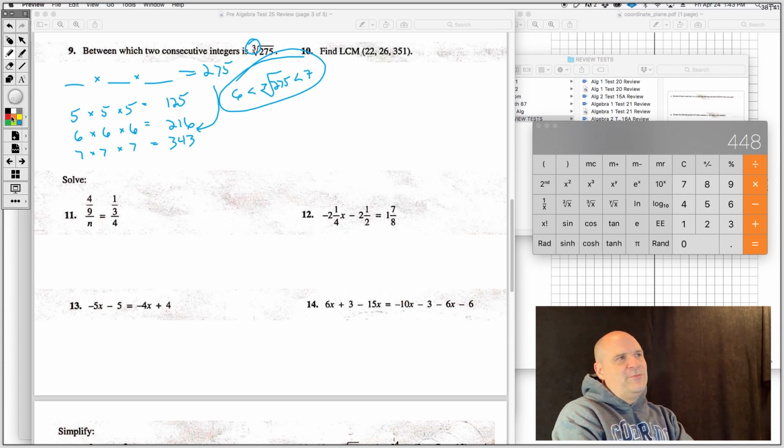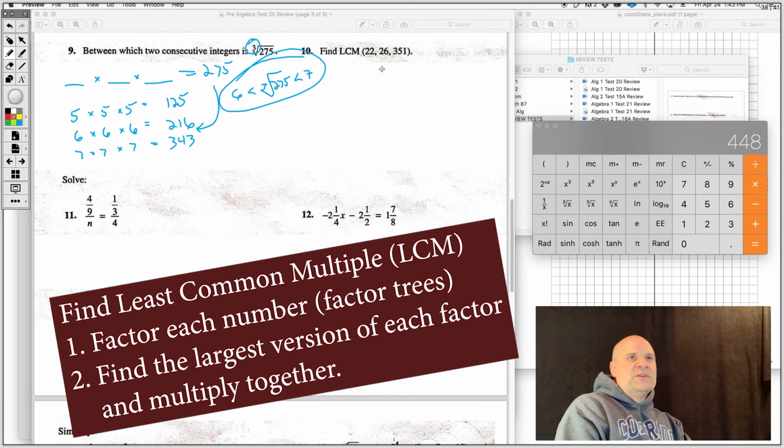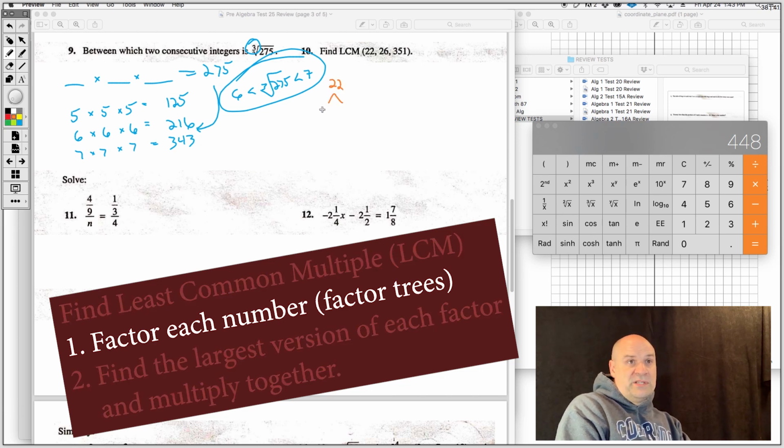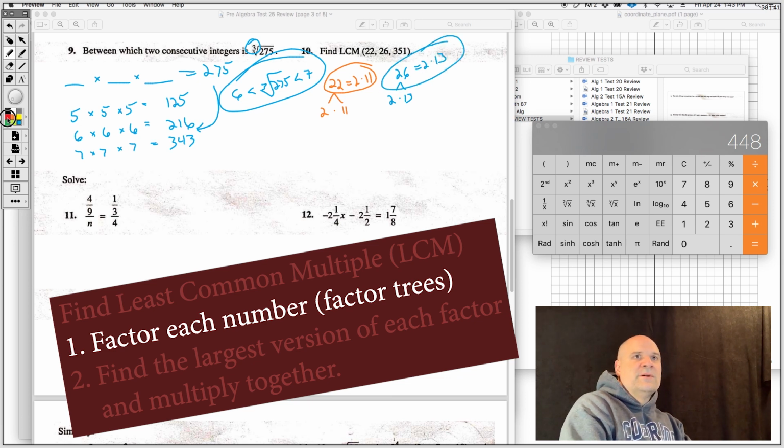All right, least common multiple. All right, this is a fun one because if you try to list all these out, it's going to take you forever. So do it this way. This is the shortcut. Here's what we need to do. We need to do factor trees of these 3 guys. So this is just 2 times 11 and you're done. Okay, so that's what 22 is. Let's look at 26. Well, that's just 2 times 13, and you're done. All right, let's do the third one, 351. Well, that's going to take some work.